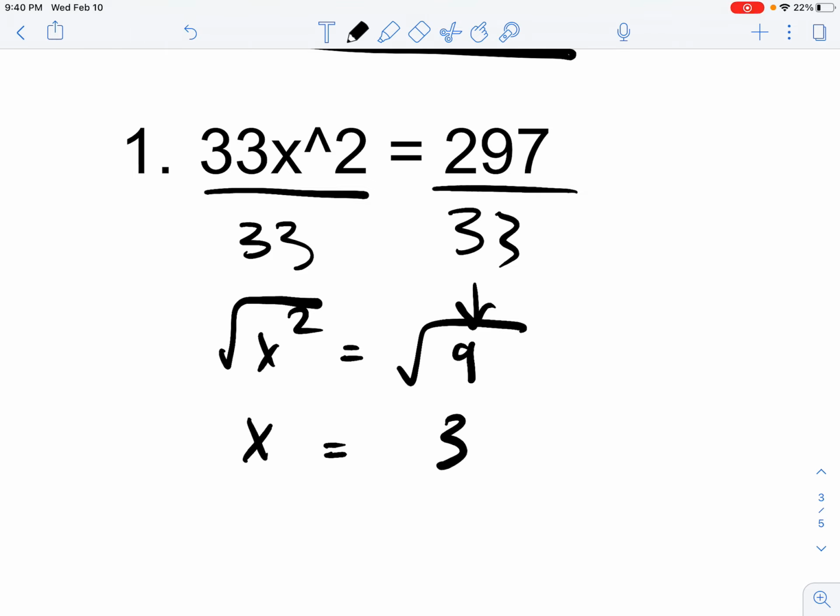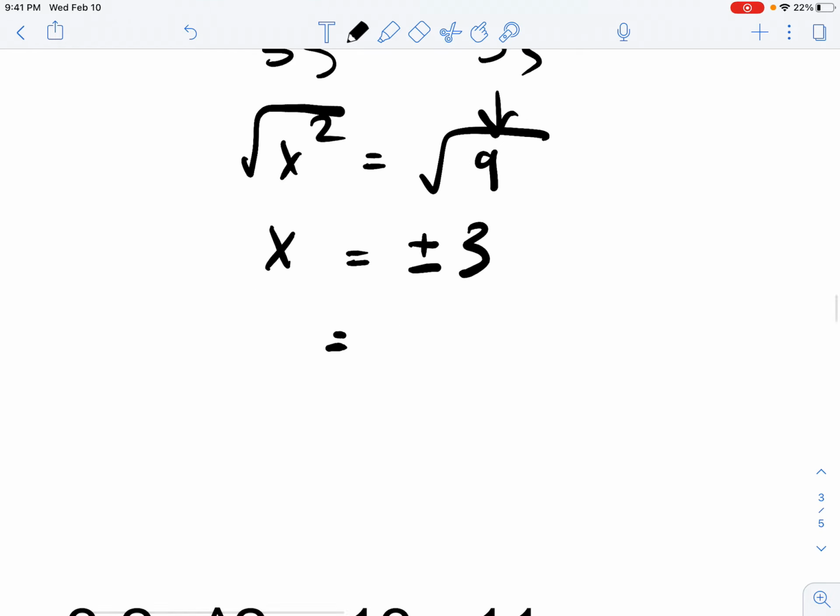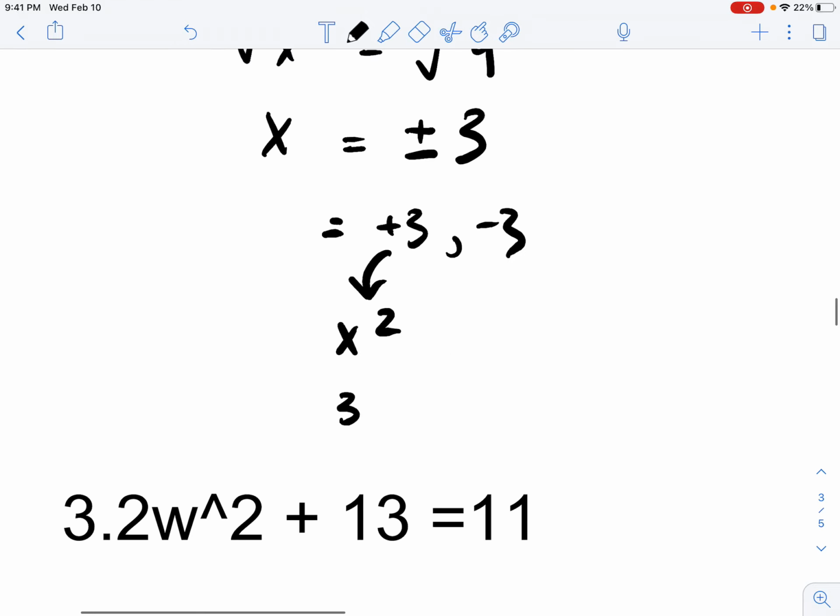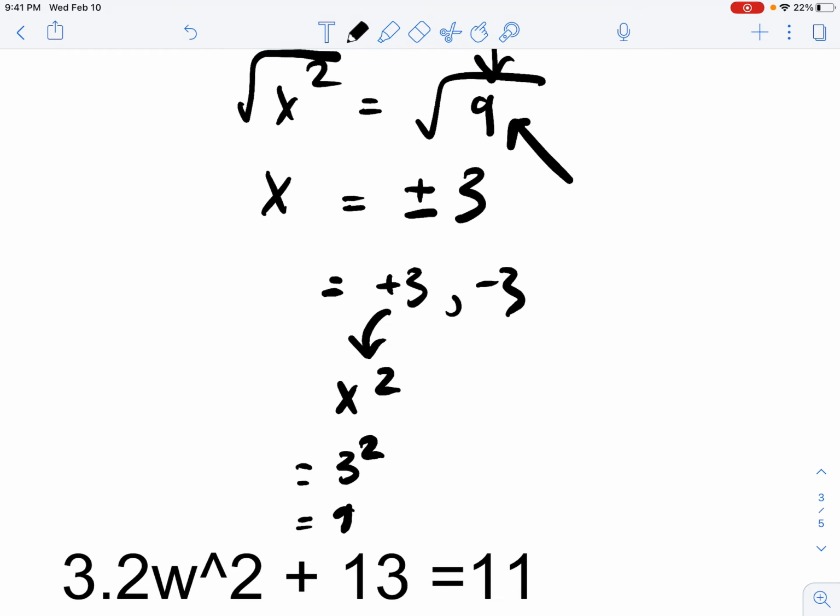Now, this is the tricky part. This is not the correct answer. Plus or minus 3 is your correct answer. And what this means is that your answer can either be positive 3 or negative 3. The reason for this is because for x squared, if you put 3 into here, then you get 3 squared, which is 9. And that's what this is, since x squared is equal to 9.